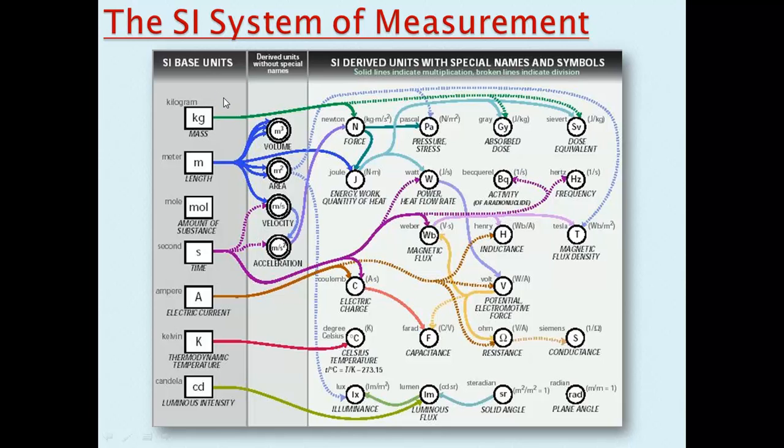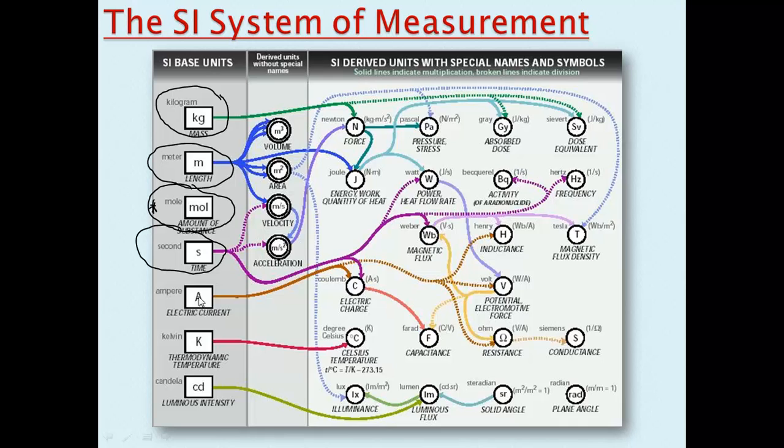The SI, we call that System International, also the metric system, unit for mass is the kilogram. Okay, the base unit for mass is the kilogram. The base unit for length is the meter. In chemistry, this is really important. The base unit for the amount of a substance is the mole. And we'll talk about moles a lot as we move on. The base unit for time is the second.